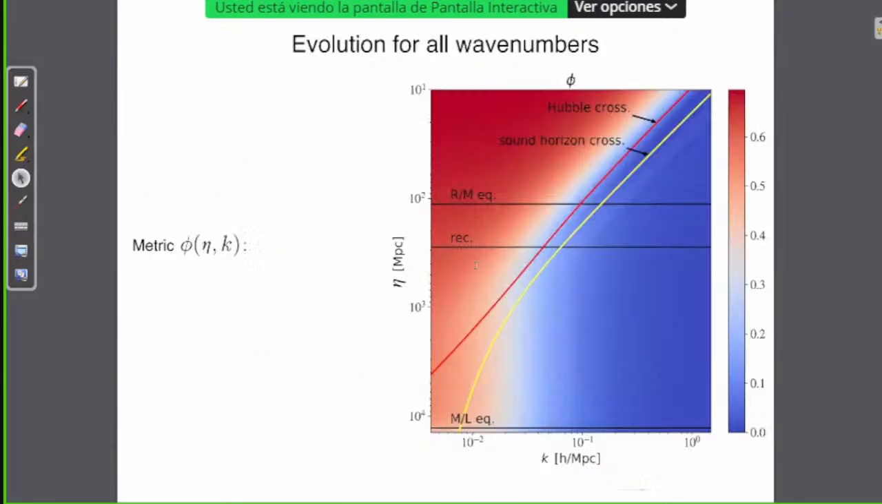Now that we have understood the evolution of one mode, let's look at all modes collectively. And the best then is to use this kind of 2D plots with colors. On these plots now, the time is flowing from the early universe at the top to the late universe at the bottom. And here I have my wave number from small k to large k, meaning from large wavelengths to small wavelengths.